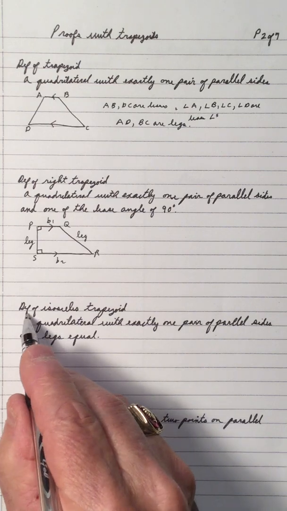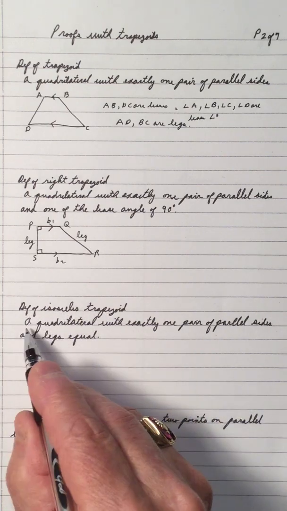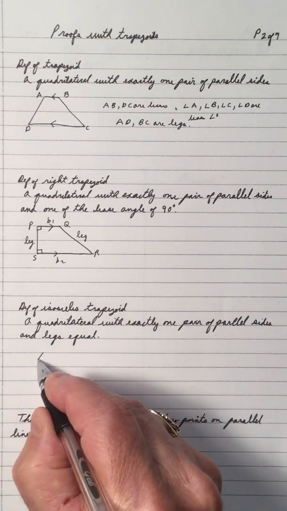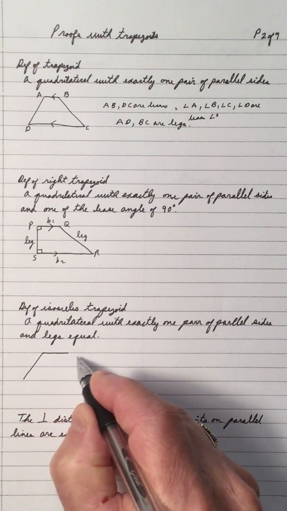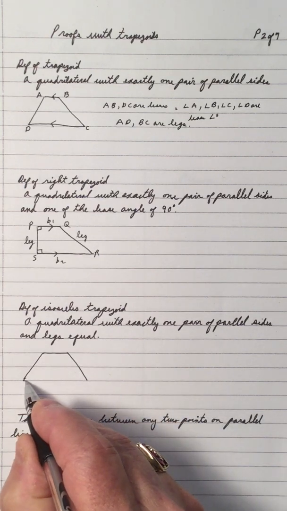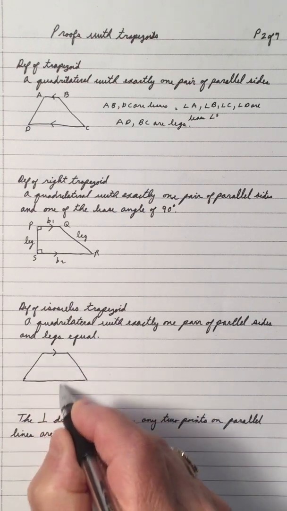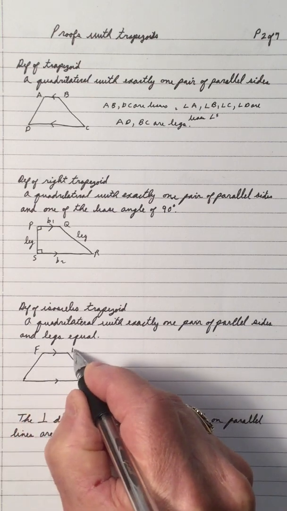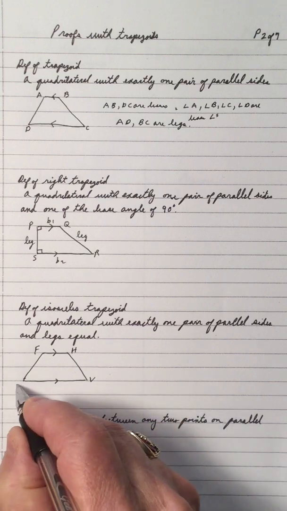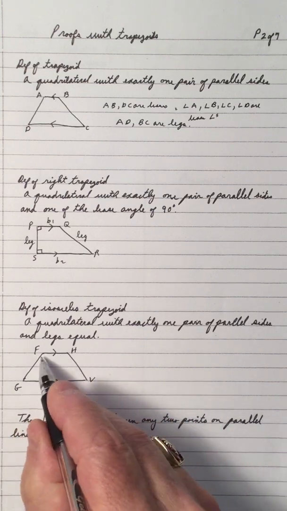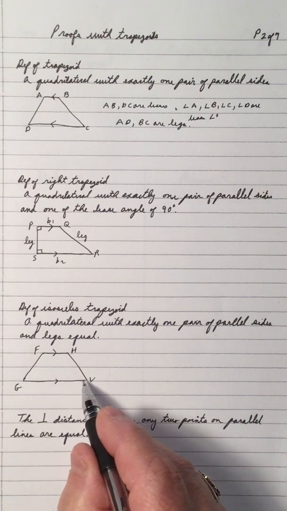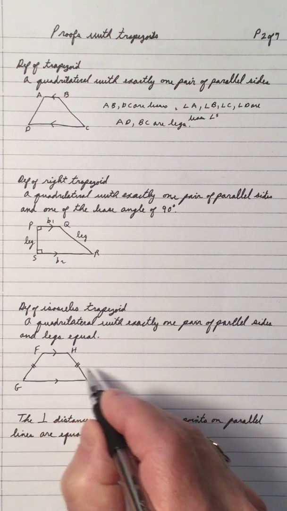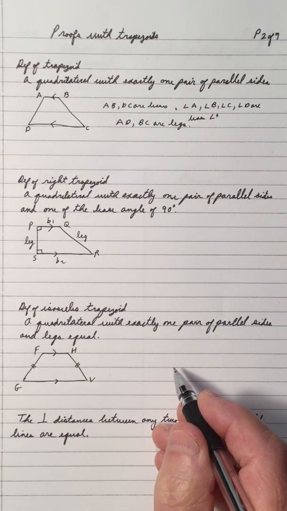We also have what we call an isosceles trapezoid. It's a quadrilateral with exactly one pair of parallel sides, and the legs are equal. So if I branch that out and extend that over, this is an isosceles trapezoid. Notice I have the two parallel sides. Let's call it F, H, V, and G. Notice that FH and GV are parallel sides, and to be an isosceles trapezoid, the two legs have to be equal. So that's an isosceles trapezoid.